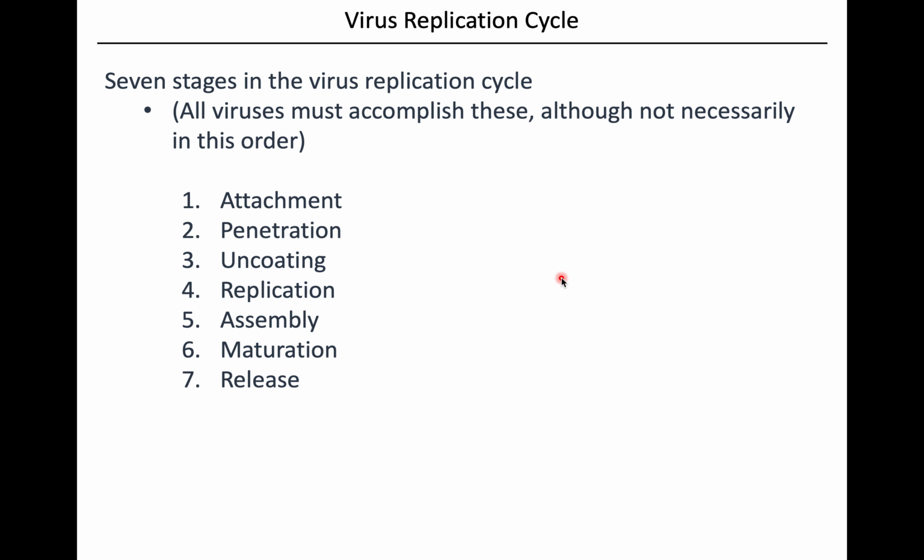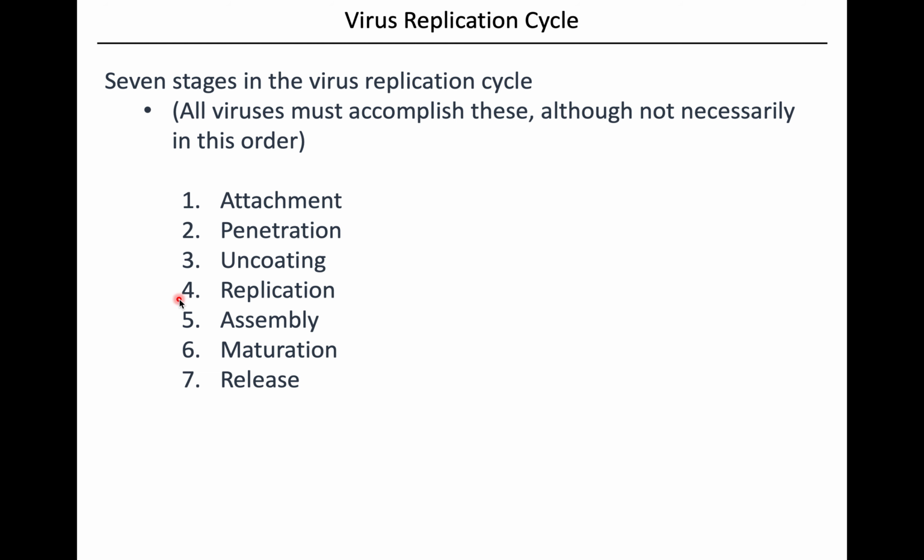And there's really 7 key steps involved in this replication cycle. And we'll go through these one at a time, but they are attachment, so the virus particle actually attaching to the host cell, penetration, which is how does the particle get inside the host cell. Uncoating would be removing that capsid protein to expose the genome.